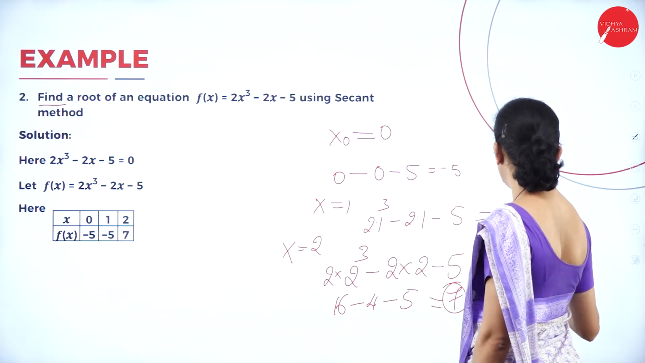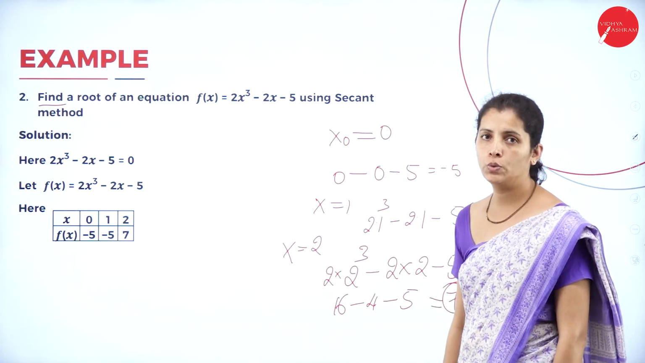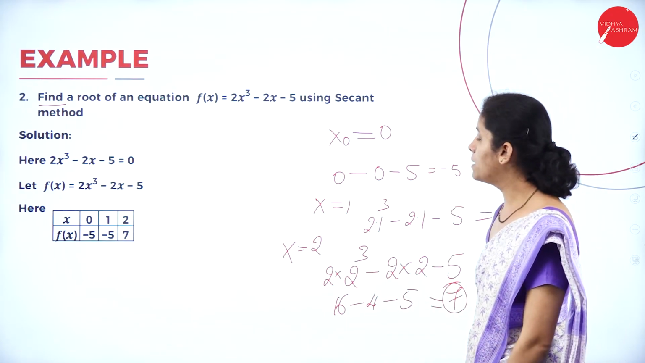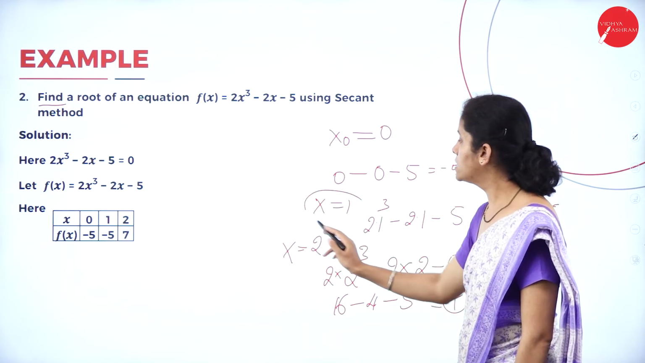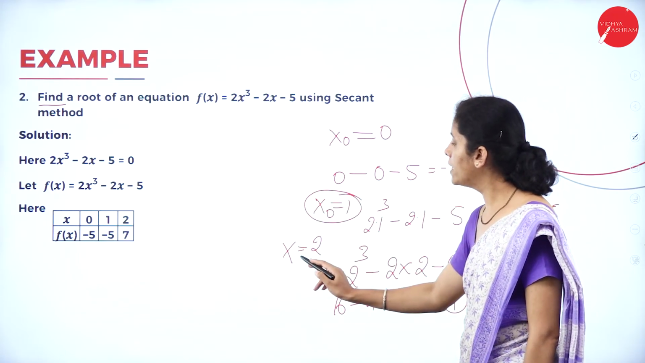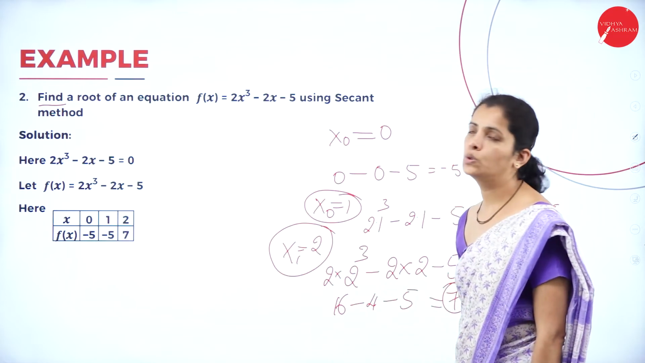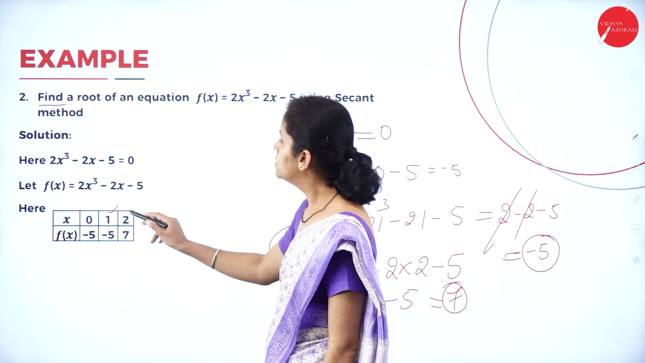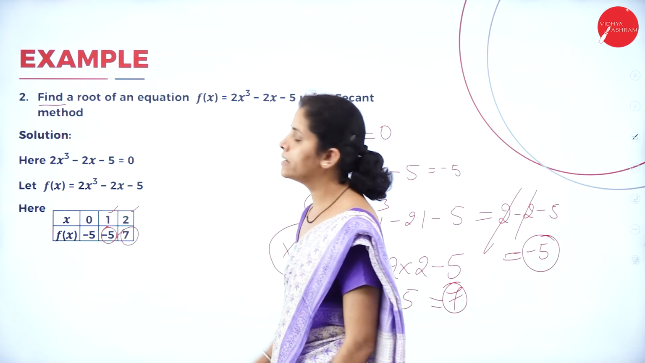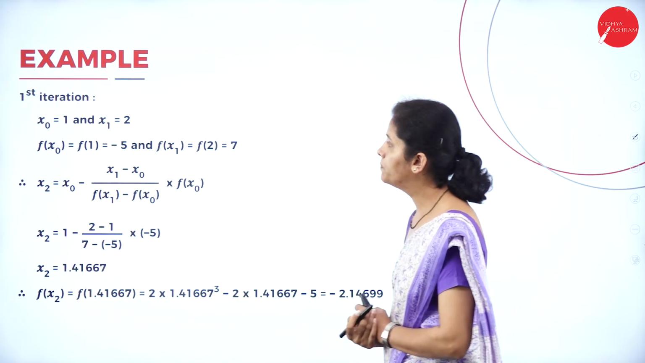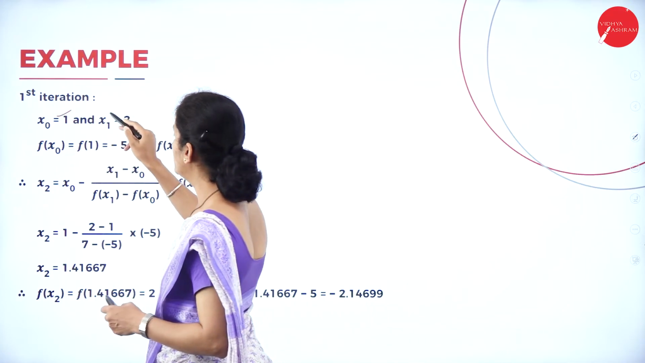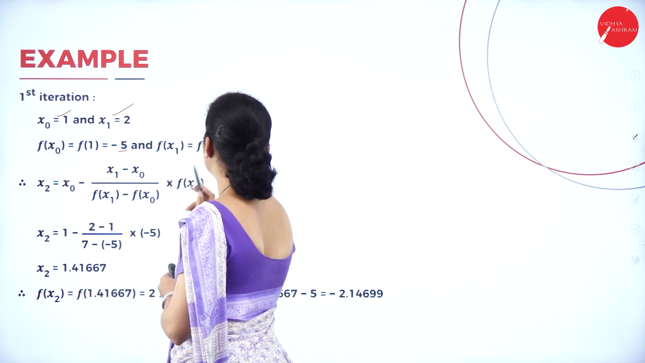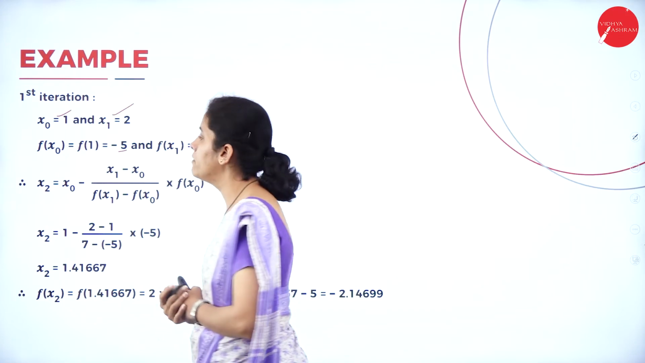Now I got one as negative value and one as positive value. So I'm going to stop the substitution and I'm going to consider the root x0 equal to 1 and x1 equal to 2. See here, it is 1, 2 and minus 5 and 7. Now see here, x0 is 1, x1 is 2, f of x0 is minus 5 and f of x1 is 7.